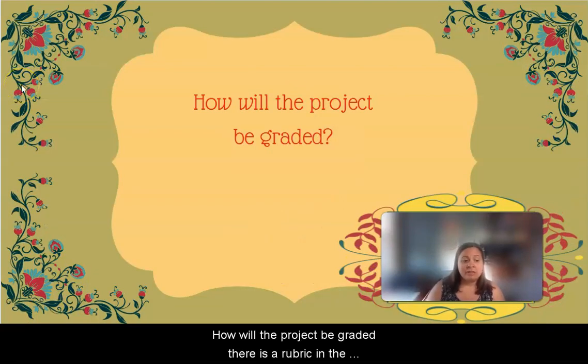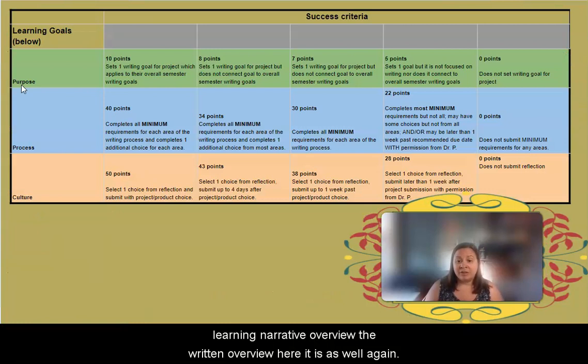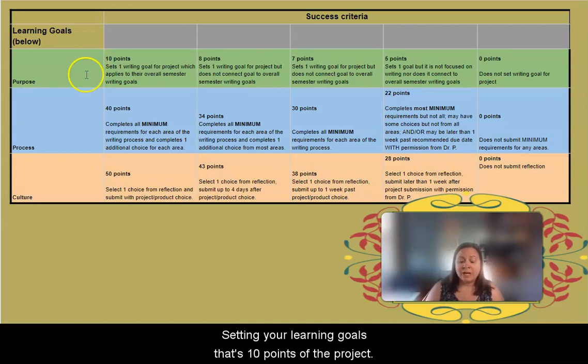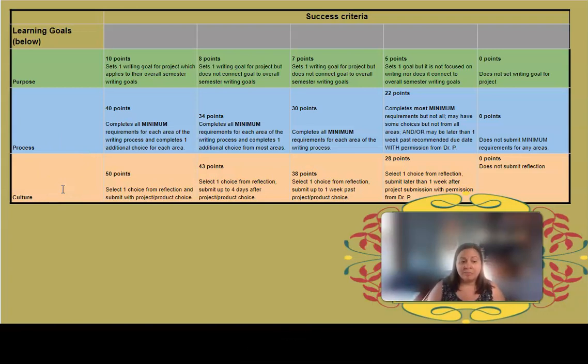How will the project be graded? There is a rubric in the learning narrative overview, the written overview. Here it is as well. Again, setting your learning goals, that's 10 points of the project. Going through that process is up to 40 points. And then writing your reflection is another 50. So the whole project is worth 100 points. Make sure that you are doing all the parts.